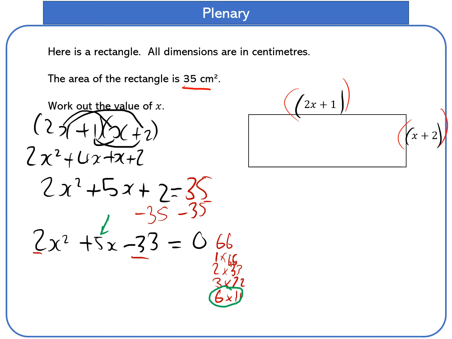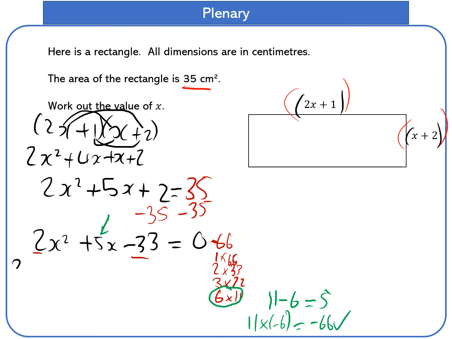So 11 take away 6 is 5. 11 times minus 6 is minus 66. Was it minus 66? 2 times minus 33. It was important to do that, wasn't it? And note it was minus 66. So that check works.